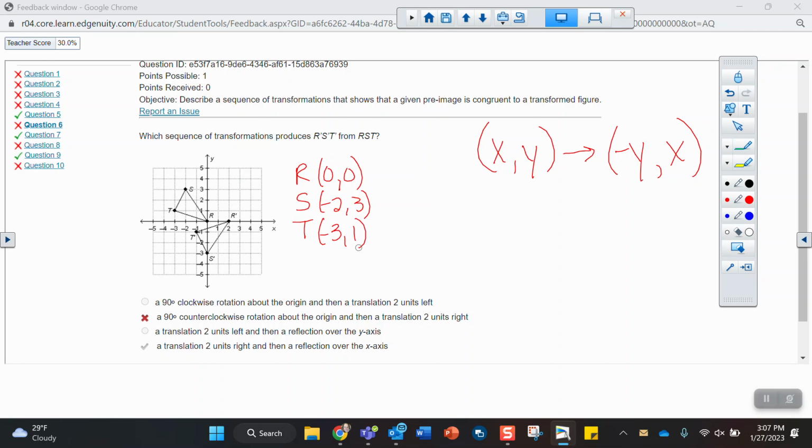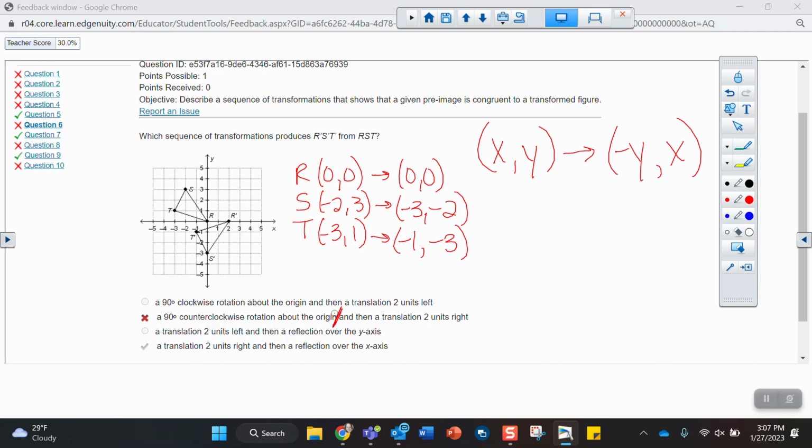So when I rotate that 90 degrees counterclockwise, that's actually going to stay at 0, 0. This is going to become my -3, right? The y moves to the front and becomes negative, and the x goes to the back. And then it says a translation 2 units right. So let me plot this. This is like in the middle, this is like right here, before the and then part.